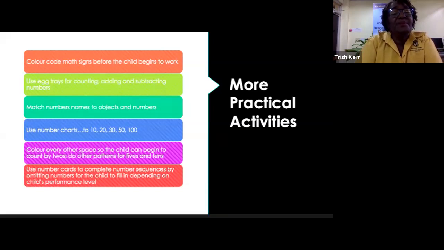And finally, use number cards to complete number sequencing by omitting numbers for the child to fill in depending on the child's performance level. So for example, you may have cards 1 to 10, 20 to 30, and you may pull out one of the cards. Can the child say which number is missing and put in the right number there? So there are different activities that we can do to reinforce math in the early stage that they can manage, lose that anxiety, and learn to love math and achieve success.